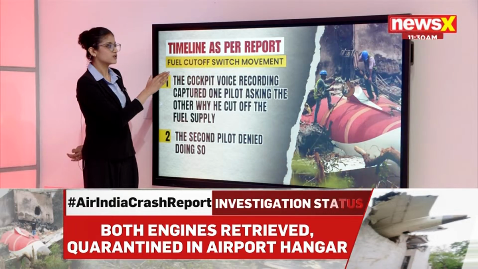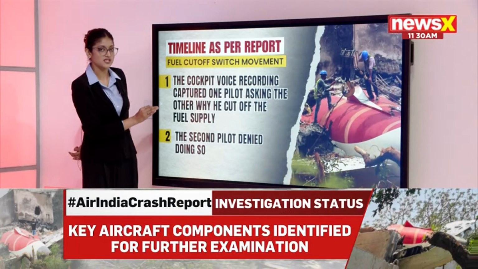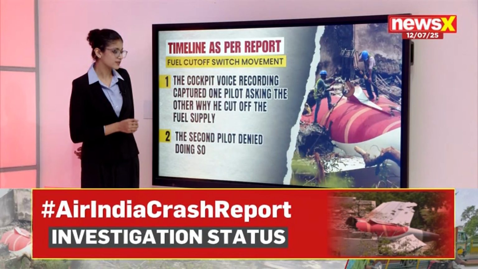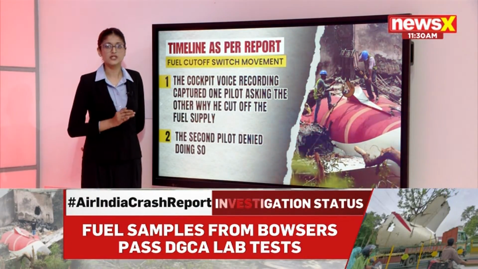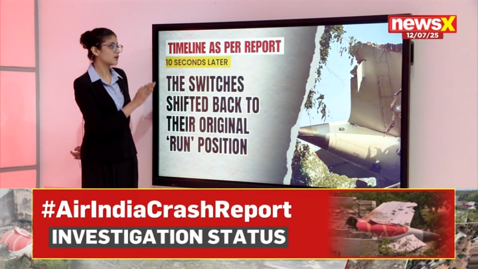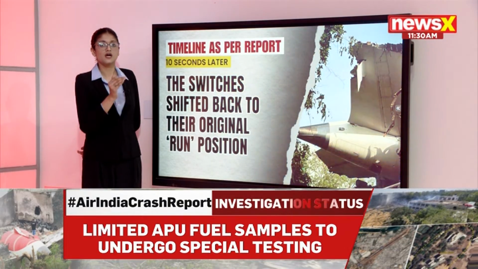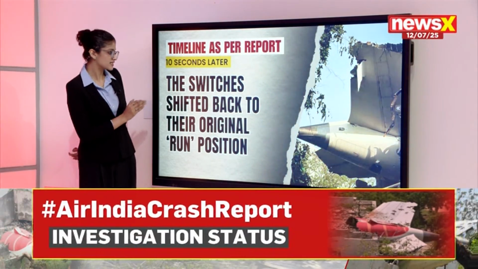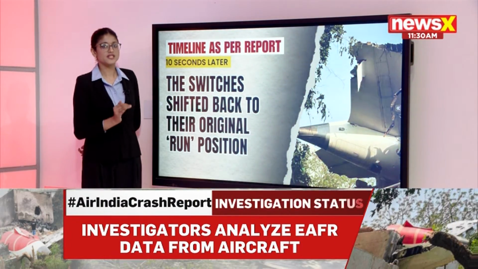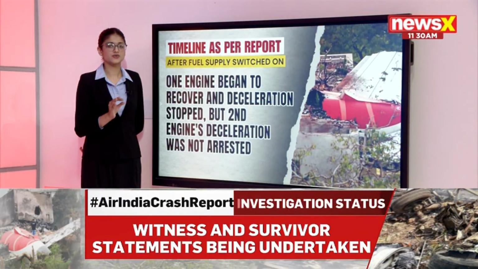Now, after the fuel cutoff switch movement, what we see is that the cockpit voice recording captured one of the pilots asking the other why he cut off the fuel supply, to which the second one denied doing so. This is immediately after the switches transition. Now, 10 seconds after these switches transition from run to the cutoff position, we see that the switches are shifted back to their original run position. So, within 10 seconds, the switches are transitioned back into the run position.